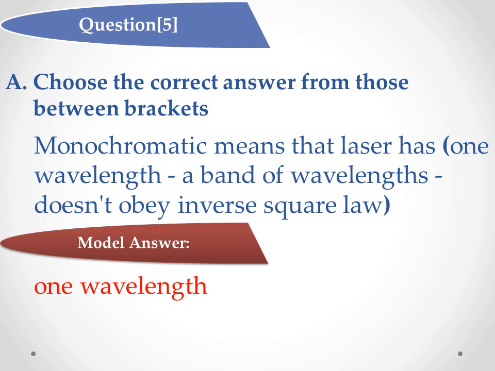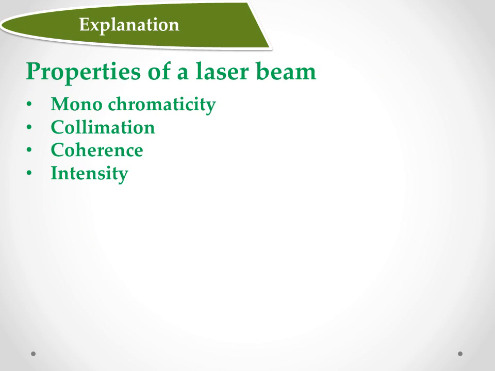Question 5. A. Choose the correct answer from those between brackets. Monochromatic means that laser has one wavelength. A band of wavelengths doesn't obey the inverse square law. Model answer. One wavelength. Explanation. Properties of a laser beam: monochromaticity, collimation, coherence, intensity.